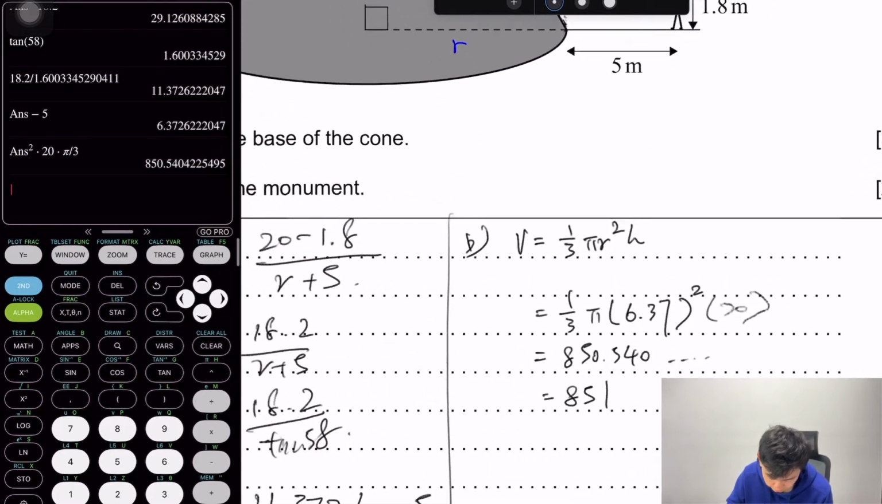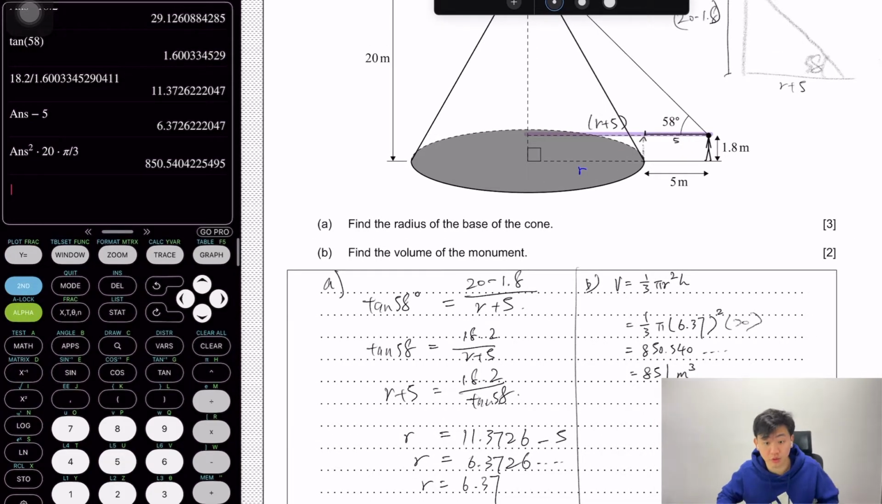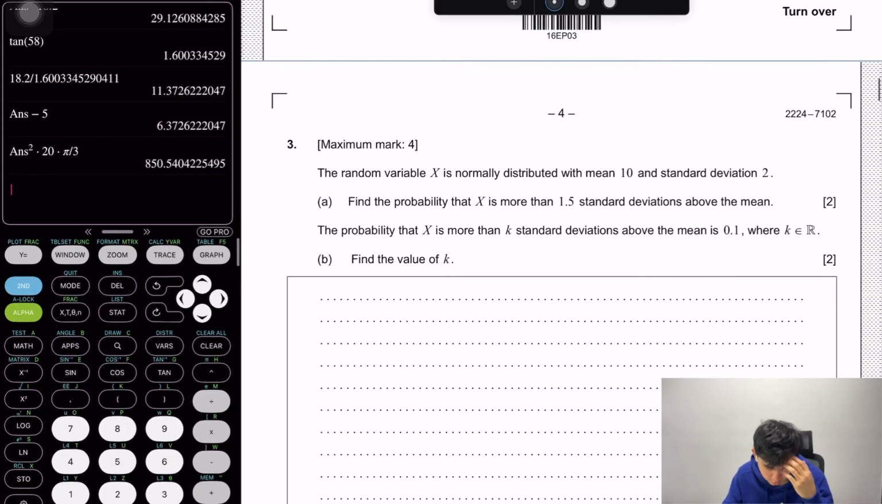Okay. And did we get the unit? Yes, we have to give it meter cube. Okay. And then again, it's to three significant figures. Okay. So that's question 2. Move on. Question 3.